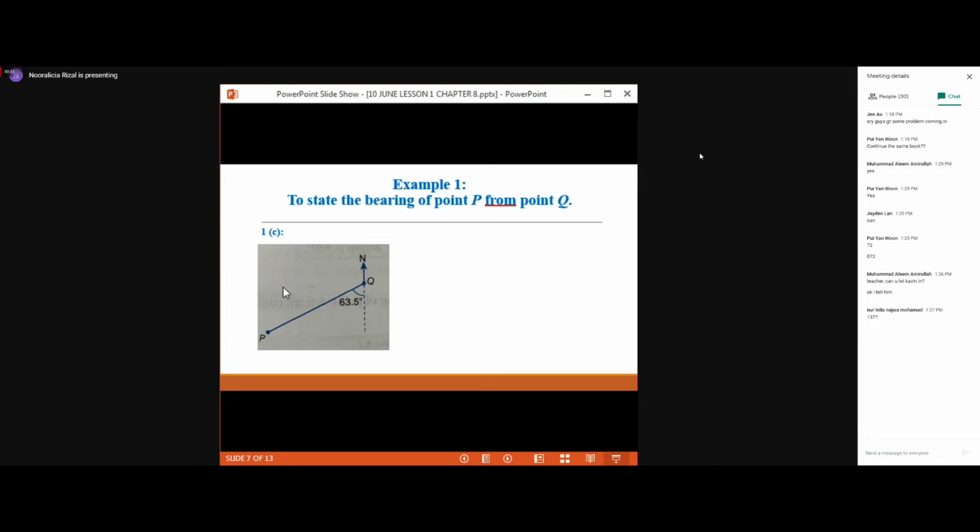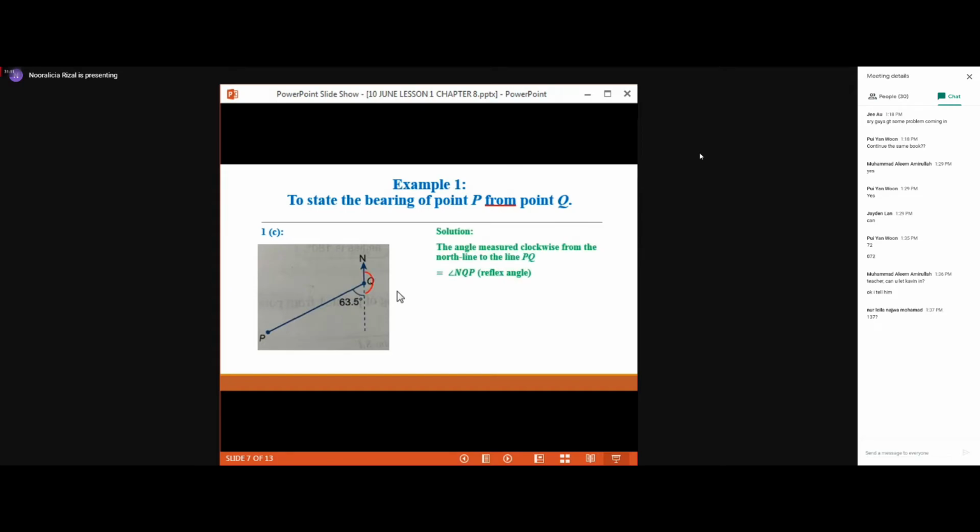Now let's go back to the saying for finding bearing. The two important concepts here: must be from where. So it says from Q. If from Q, you must get the north line. You have a very nice north line drawn for you. Next, from the north line or from Q, you move clockwise until you reach the line touching your PQ. So you can see my cursor, it must be this whole thing here, including the 63.5. So there's the bearing.